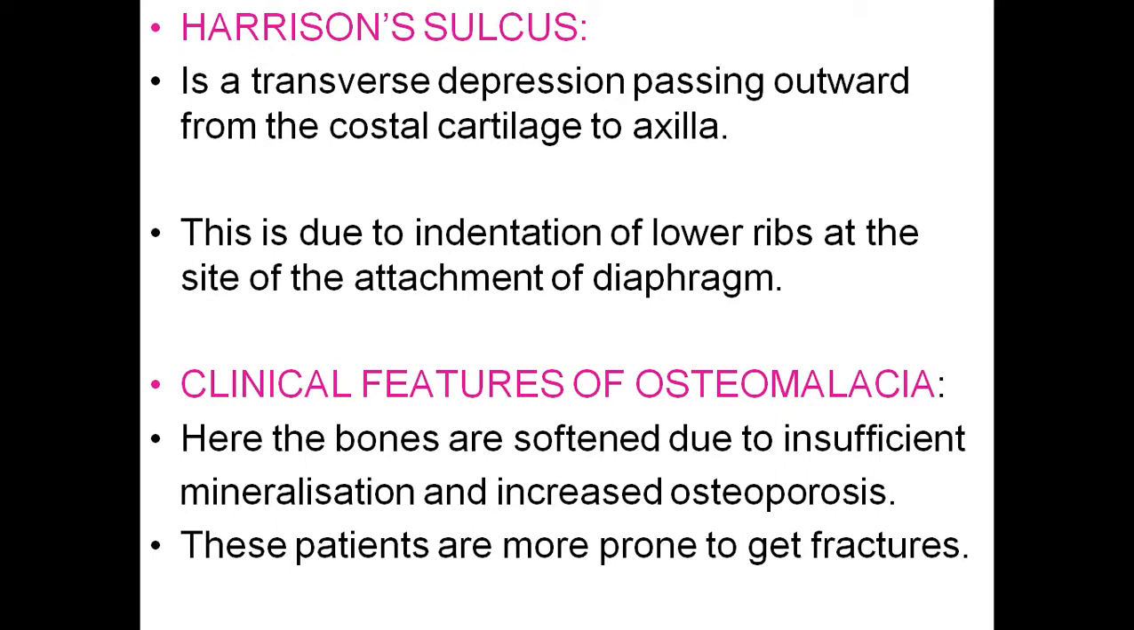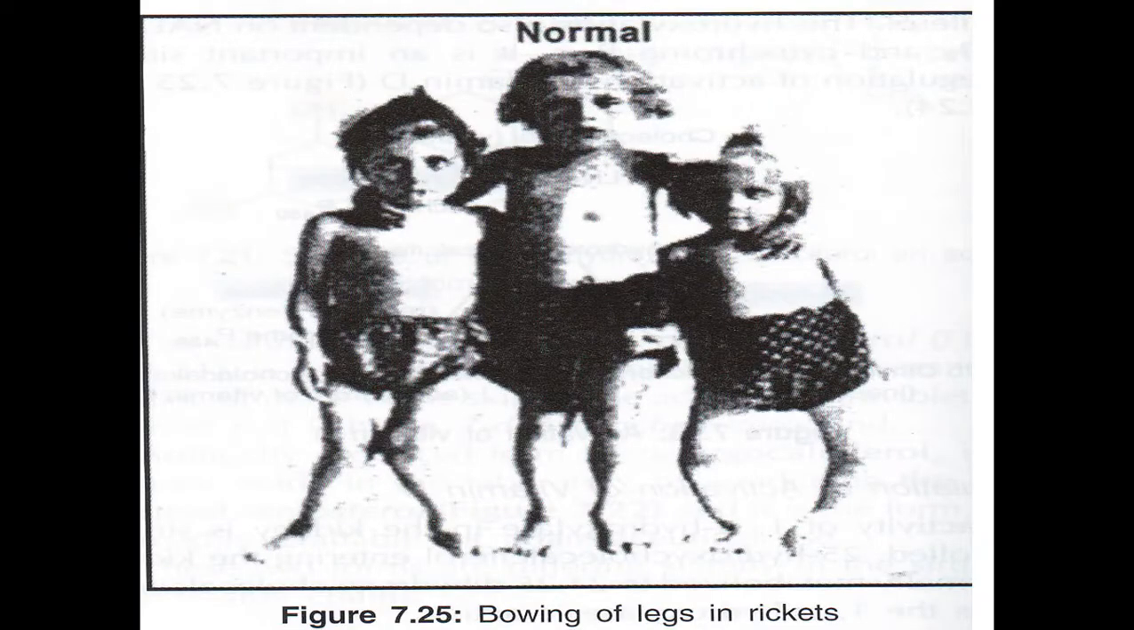Now, clinical features of osteomalacia. Osteomalacia is the bone disorder that results from vitamin D deficiency in adults. In adults with osteomalacia, the bones are softened due to insufficient mineralization and increased osteoporosis. Osteoporosis means the calcium and phosphorus present in the bone is taken into the blood. As a result, the bone becomes spongy, with a lot of pores. When you take an X-ray of such a bone, you can see a lot of pores, so that condition is called osteoporosis. These patients are more susceptible to fractures.